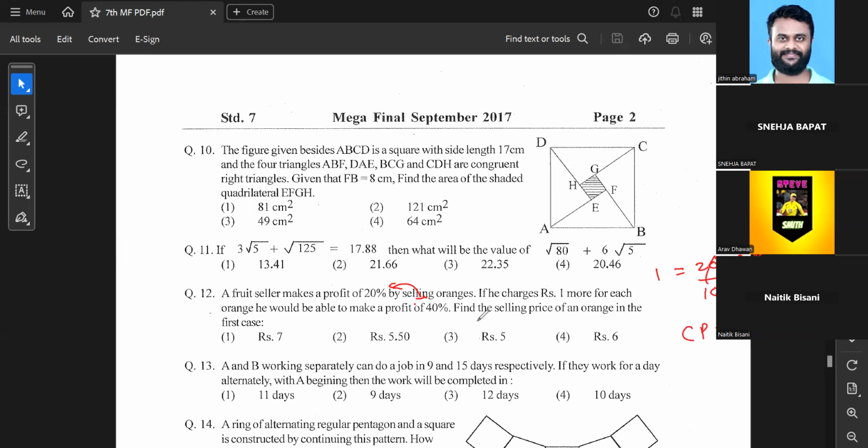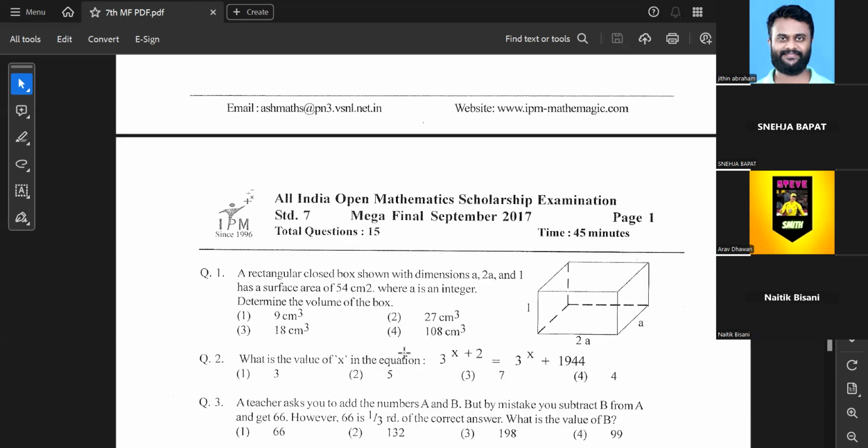Once you get the cost price, what was the first selling price? It was with 20% profit. So the first selling price was cost price plus 20% of cost price, which is 5 plus 1, that is 6. Hence the selling price initially was 6. Understood? Yes, sir. Sir, question 2 and question 4. We have only 1 minute.